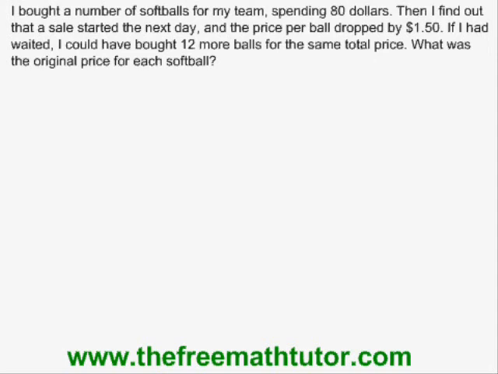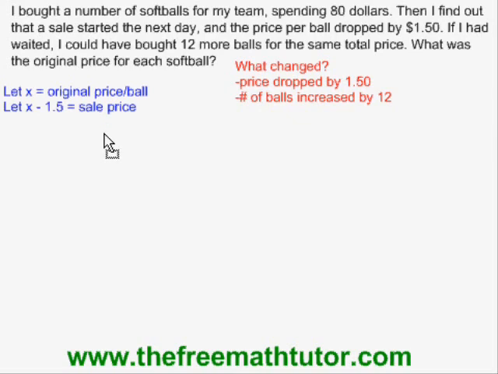The first thing I do is to identify the two things that changed. One of them is the price, which dropped by $1.50, and the other is the number of balls, which increased by 12. One of the two things that changed is what is being asked for in the question at the end of the problem: what was the original price for each softball? I use that thing that changed to define both of my variables in terms of x. X will be the original price per ball, and therefore x minus $1.50 is the sale price.